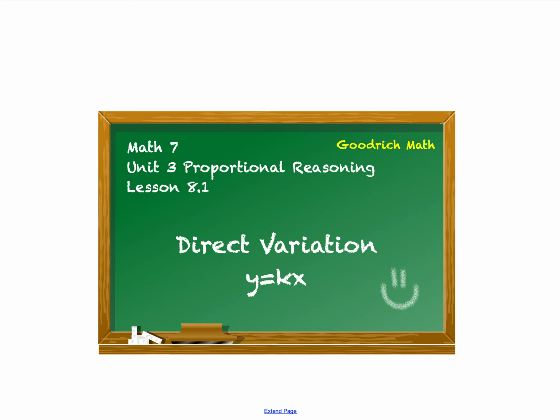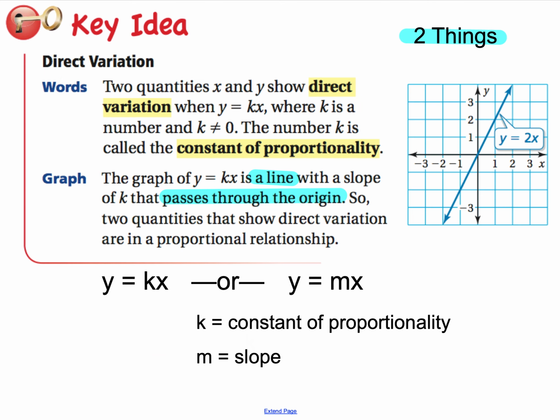7, Unit 3, Proportional Reasoning, Lesson 8, Part 1. Direct variation, y equals kx. Two quantities x and y show direct variation when y equals kx. K is a number that is not equal to 0. The number k is called the constant of proportionality.